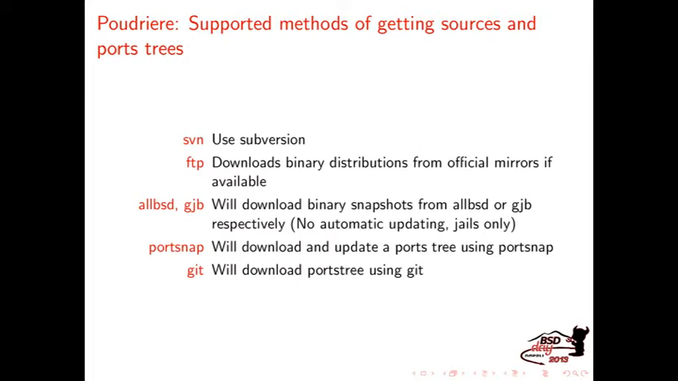For the ports tree, we can also use portsnap, and it also supports the git method if, for example, there's a fork or your own git repository of the ports tree of the base system. You can also download it from the repository. If, for example, I have a personalized port in git.